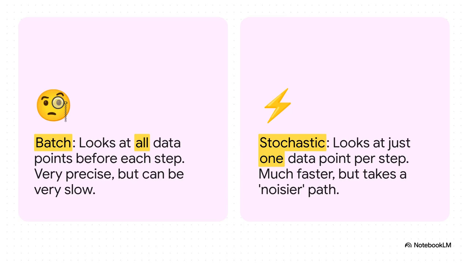Then you've got the other type, stochastic gradient descent. This is the energetic, maybe slightly chaotic hiker. It just looks at one house, takes a quick step, then looks at the next house, takes another step. It's way, way faster, but its path to the bottom is a lot more wobbly and indirect. But when you're dealing with big data, millions or billions of examples, that speed is absolutely essential.